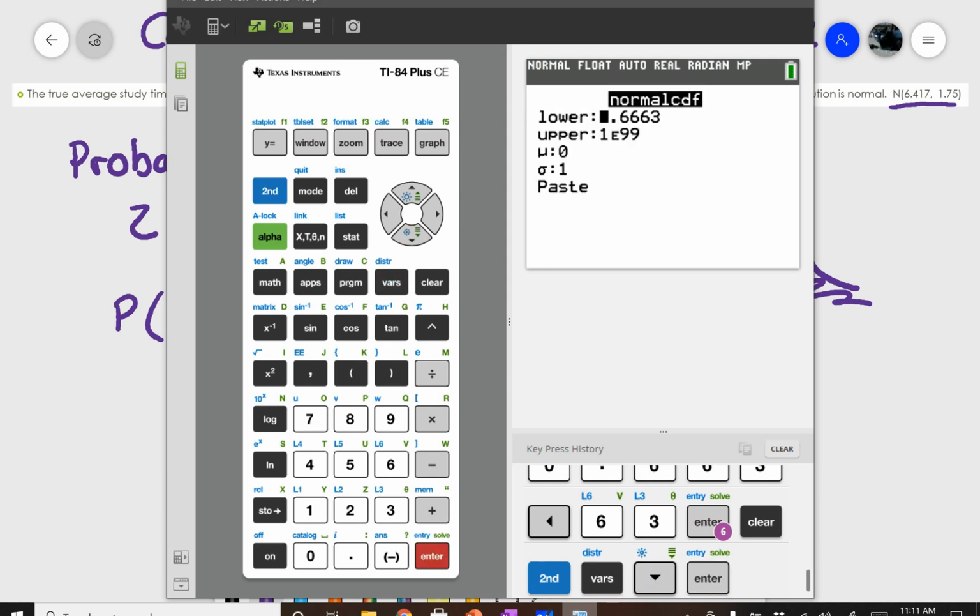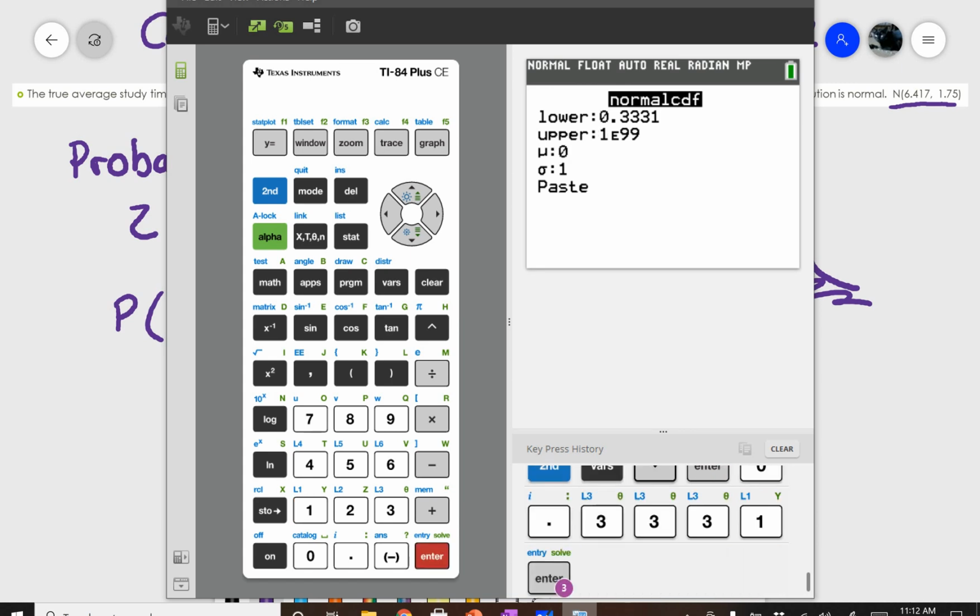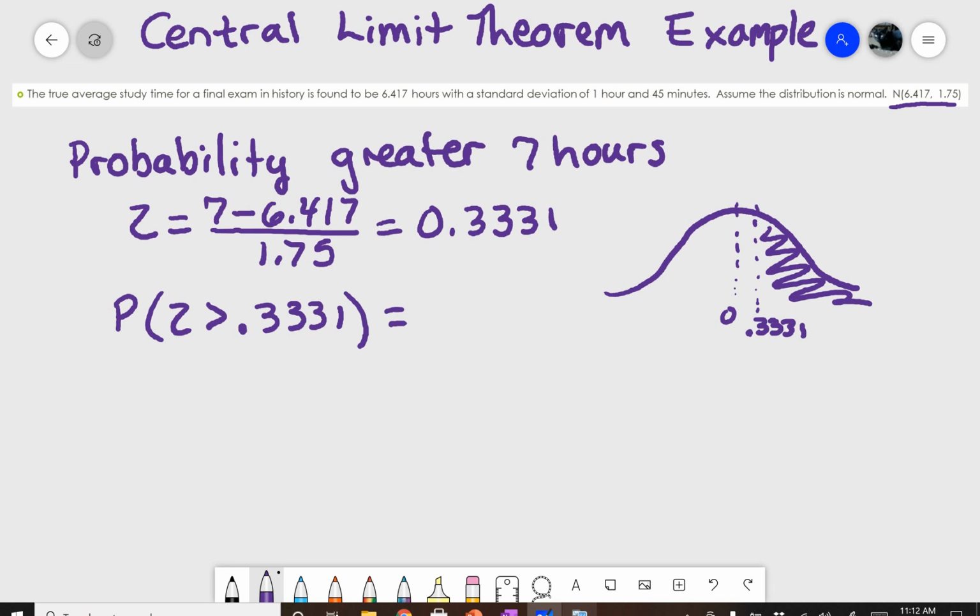normal CDF, put in our 0.3331 to infinity or a large number, and we get 0.3695. All right. So that's a question you could have done in chapter 2 all along. It's just your normal distribution Z problem.